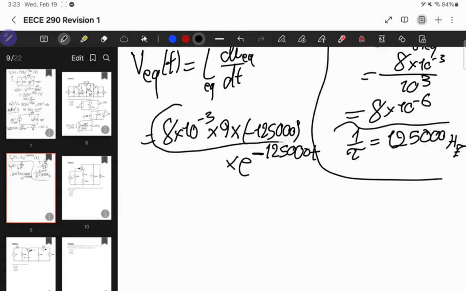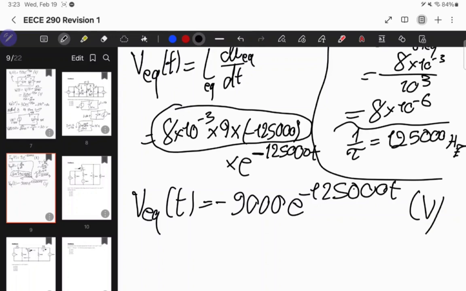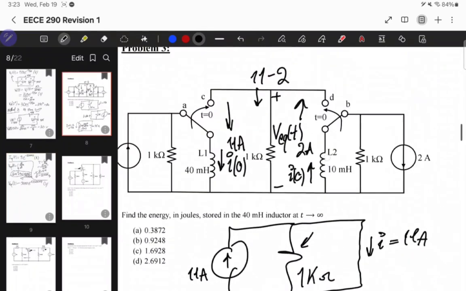If I multiply these, what do I get? 8 times 9 times minus 125, and so on. V equivalent is equal to minus 9,000 exponential minus 125,000 t, expressed in volts. So I got the voltage in here, and this voltage is exactly equal to the voltage across L1, which is the 40 millihenry inductor I'm interested in calculating the energy in. So this voltage right here is v equivalent at t. This is a good start.